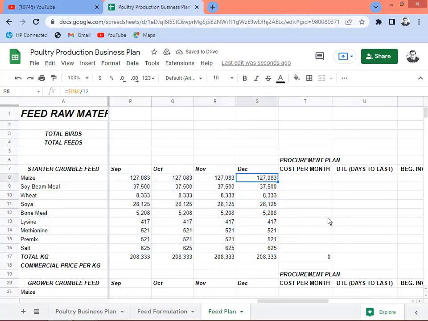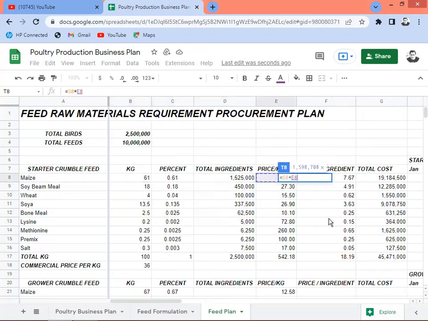All right, the next one would be the cost per month. This is in terms of volume, in terms of kilograms that we're producing every month. So we need to find out how much money we need, the cost per month. It's easy. You just multiply the volume of any month, because they have the same volume anyway. So I'm choosing December, then multiply that by the price per kilogram.